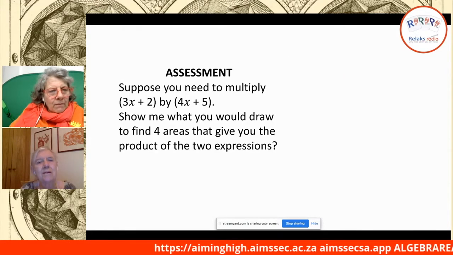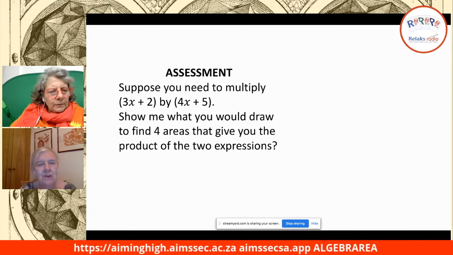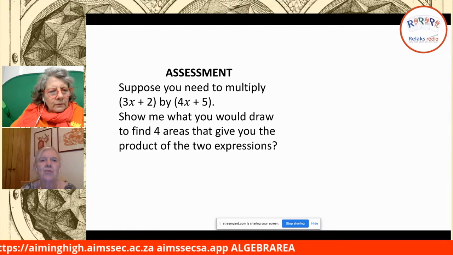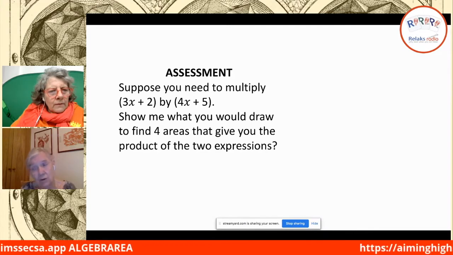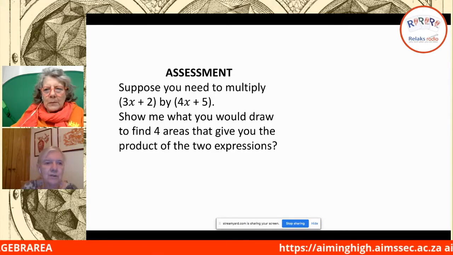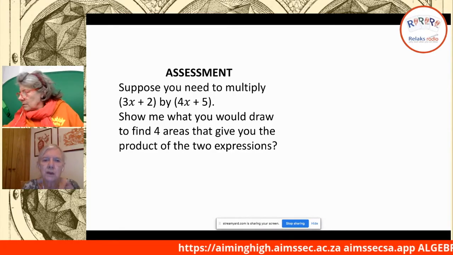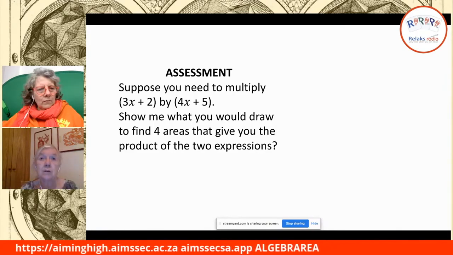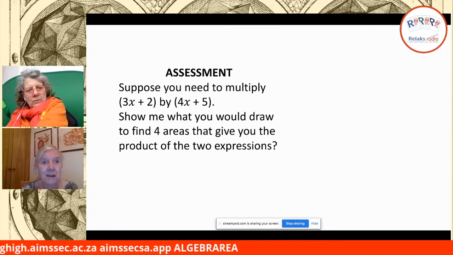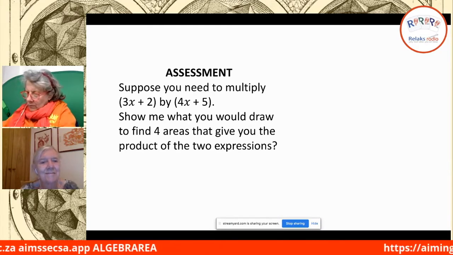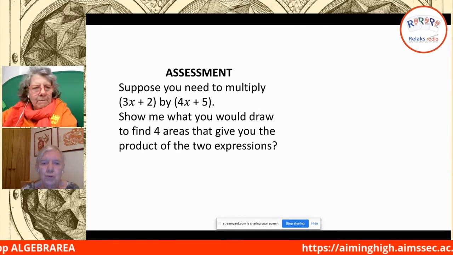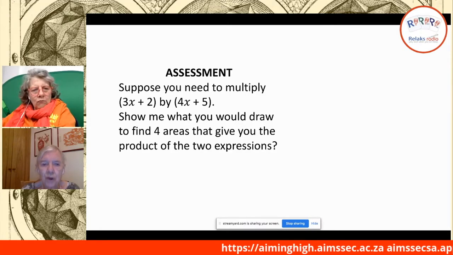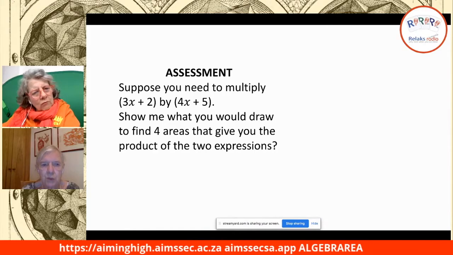Now we think about a key question, what we were asking before. If we say to the class now, they've done a lot of examples, and now we say to the class, suppose you need to multiply those two expressions in the brackets. They're called binomial expressions, bi meaning two things in the bracket. Show me what you would draw to find four areas that give you the product of the two expressions.